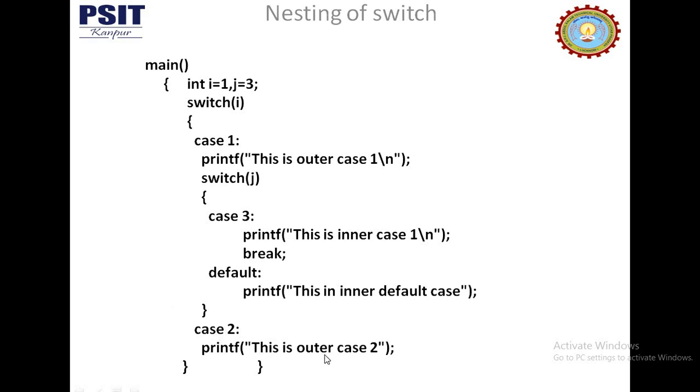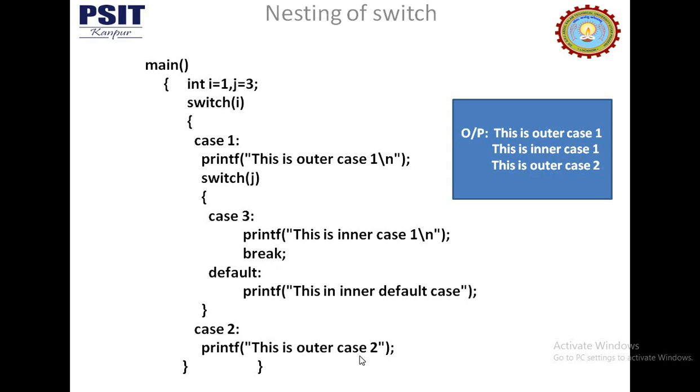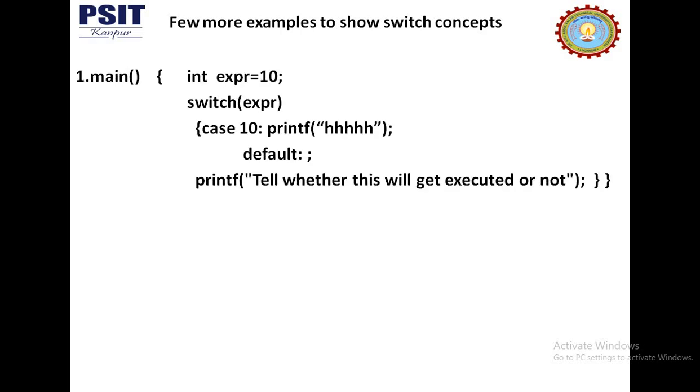This is outer case 2. So what are the different printf statements? This is outer case 1, this is inner case 1, and this is outer case 2. See, this is outer case 1, inner case 1, outer case 2. Go through this program once again and see whether you have got that logic or not. Few more examples to show switch concepts, right? Whatever important points I have told you about switch case, now I want to justify those with some examples.